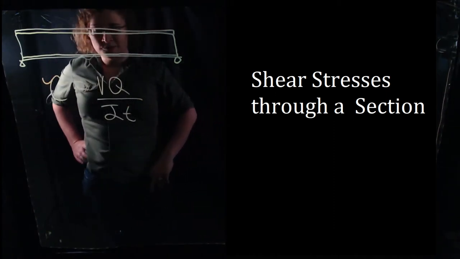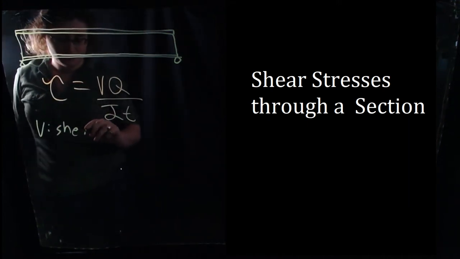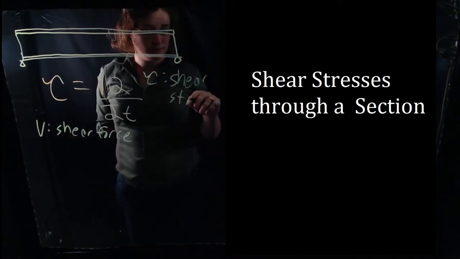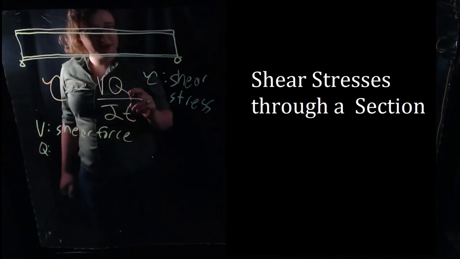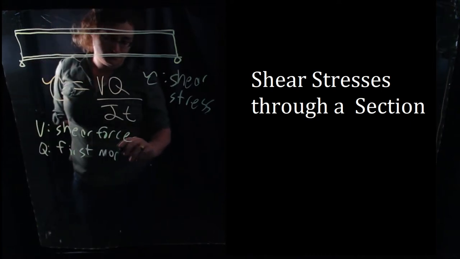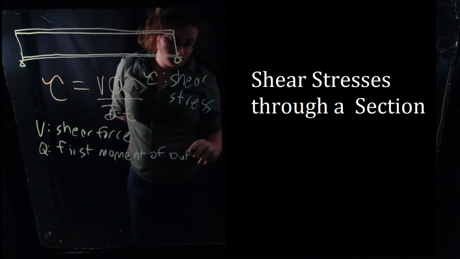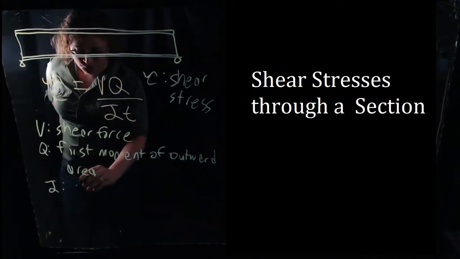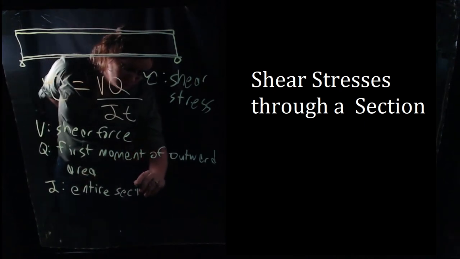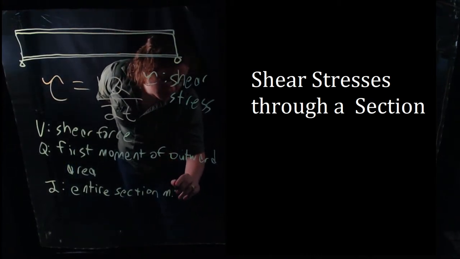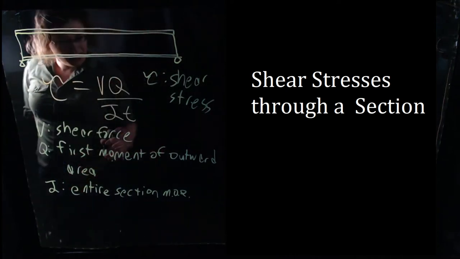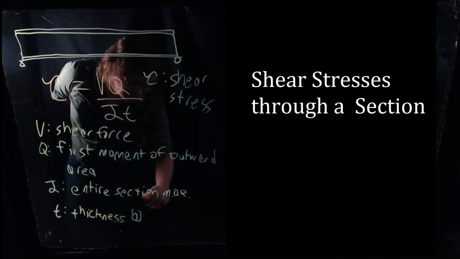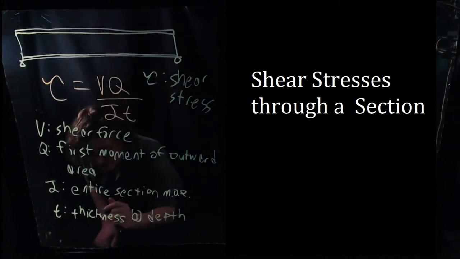where V is your shear force at a point, tau being your shear stress, Q, I will talk about that briefly, the first moment of outward area, I is your entire section moment of inertia, I'll just put MOE, and then T is the thickness at the depth you're considering. At the depth you're calculating.